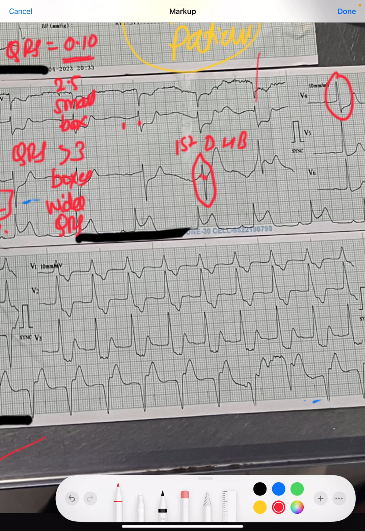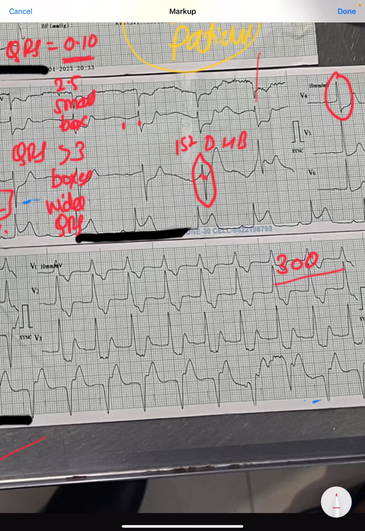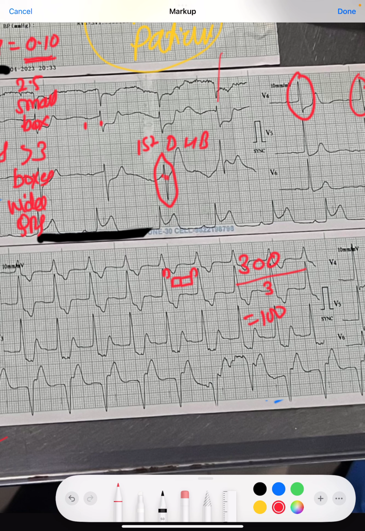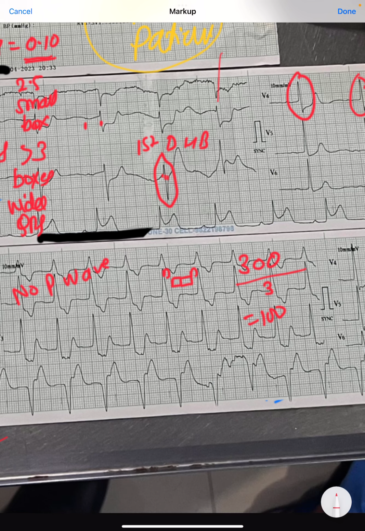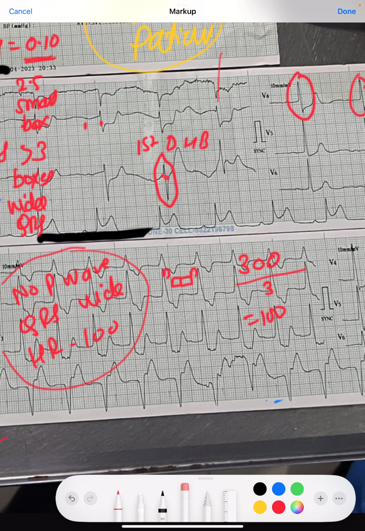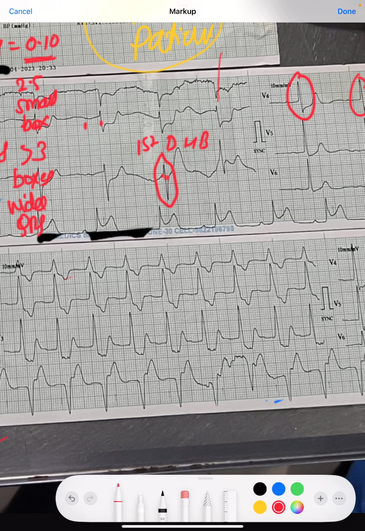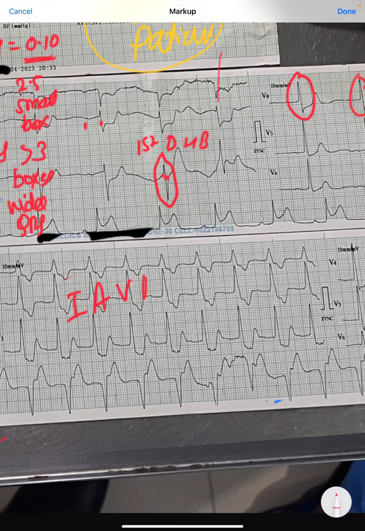And when we calculate the heart rate, it can be simply calculated by 300 divided by the number of large squares. So it is one large square, second large square, and this is half and this is half, so around three large squares. So the heart rate is around 100. So there is no P wave, the QRS is wide, and the heart rate is around 100. And this is after thrombolysis of an inferior wall MI, and that comes to one and only one rhythm, that is idioventricular rhythm. What is idioventricular rhythm?